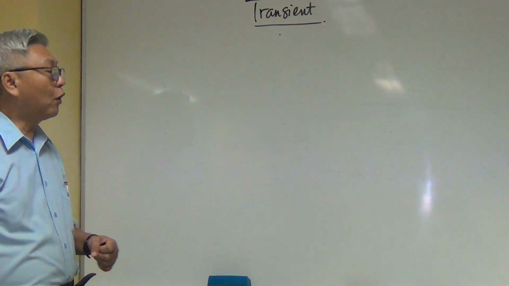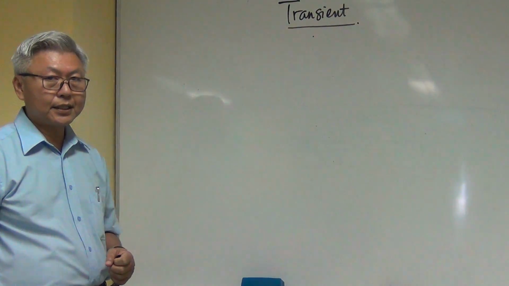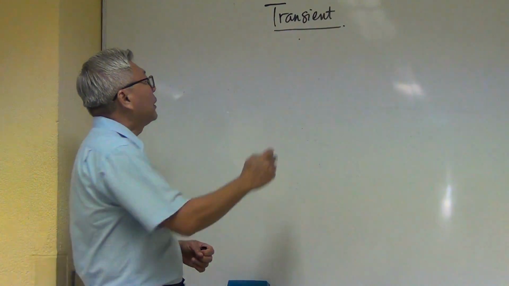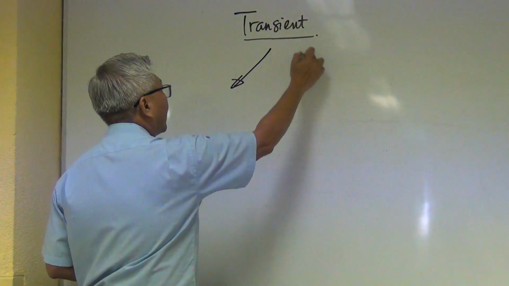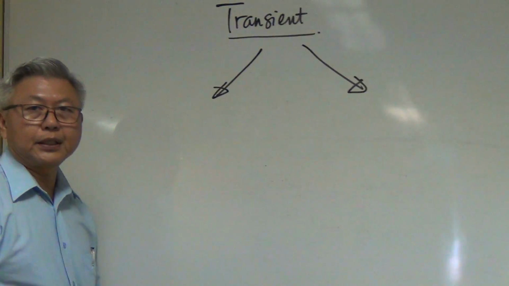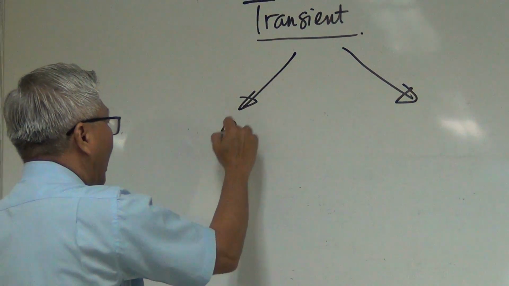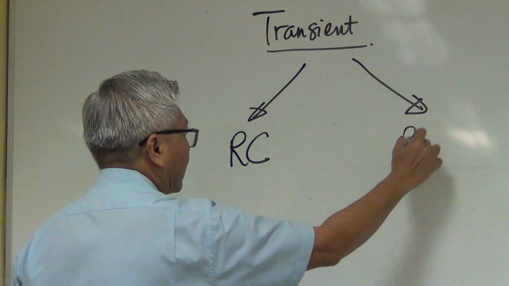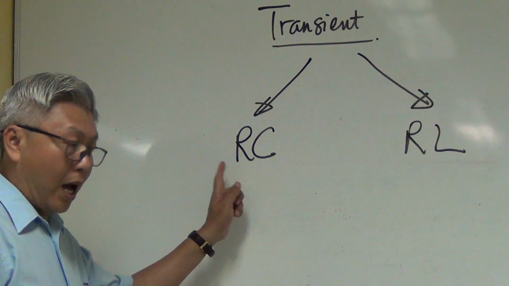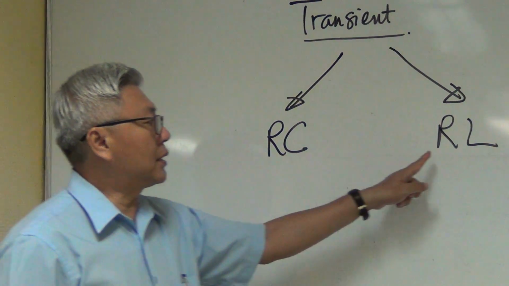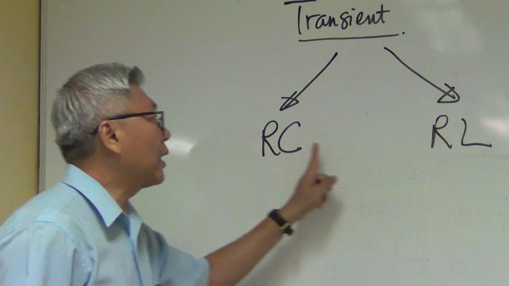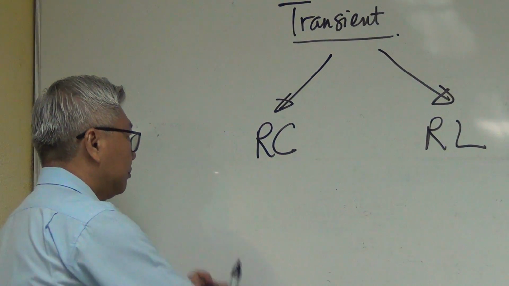Alright, we now move on to topic 4, that is transient circuit. Now, when we analyze this topic, there are actually two types of circuit that we want to analyze. They are the RC circuit and the RL circuit. That means resistor with capacitor or resistor with inductor. Okay, let's start with the RC circuit first.